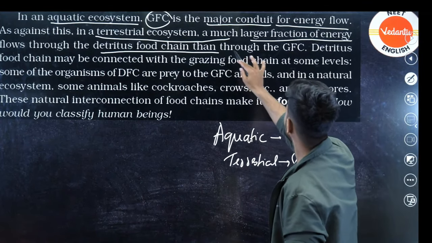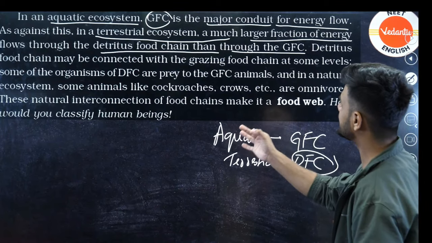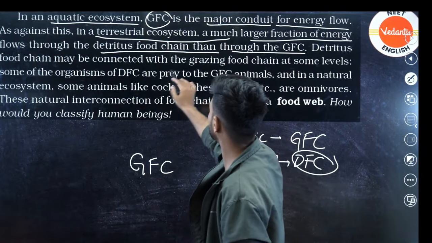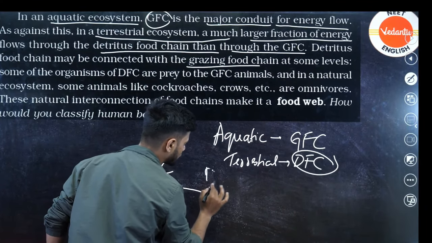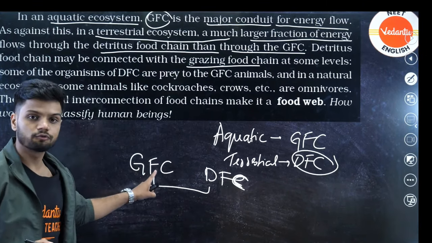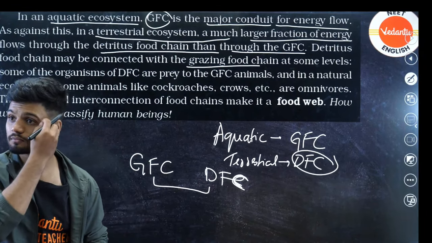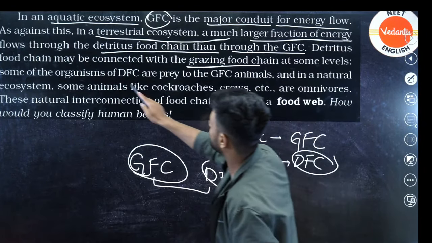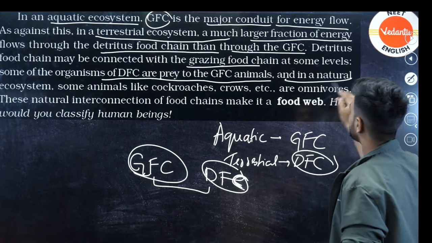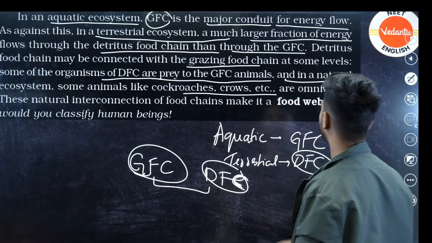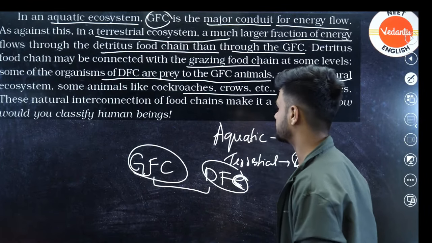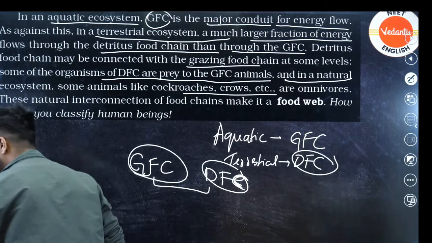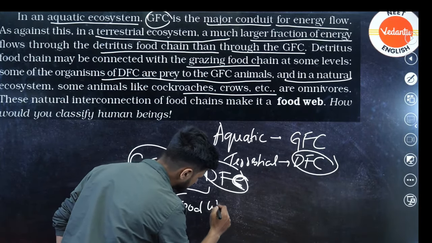Right? The detritus food chain may be connected with your grazing food chain. So GFC is connected to DFC. Some of the organisms of DFC are prey to the GFC animals. And in a natural ecosystem, some animals like cockroach, crow, etc. are omnivores. This natural interconnection, that is a connection between grazing food chain and detritus food chain, is called a food web.